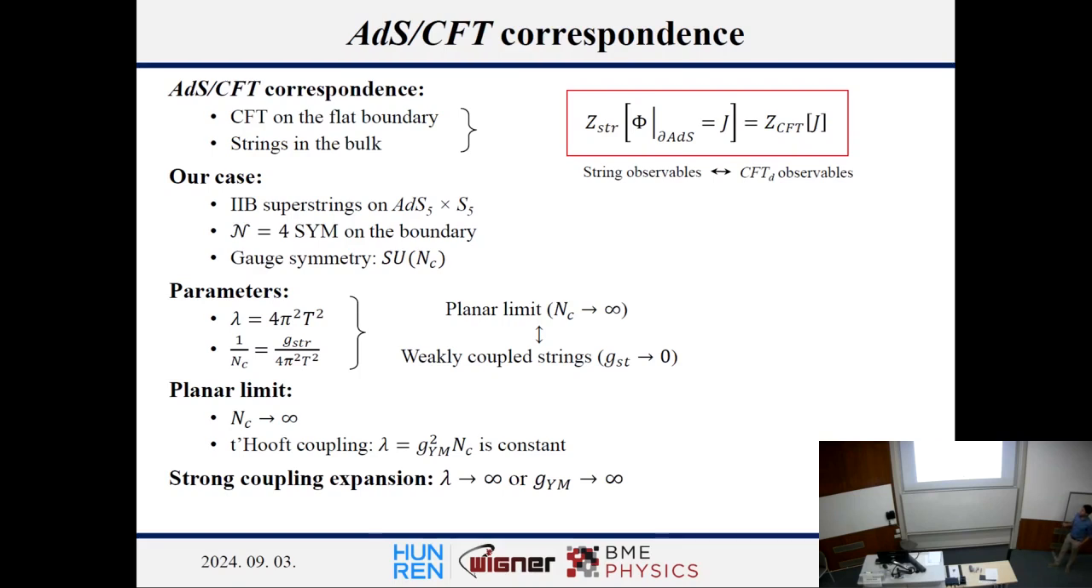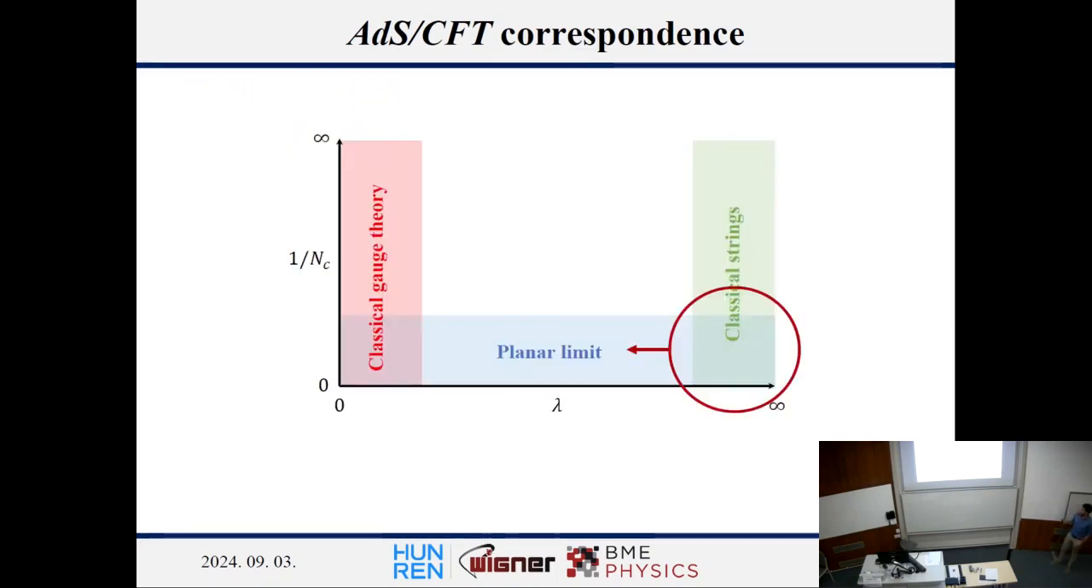And you can make various limits. For example, the planar limit, which makes N go to infinity. This is what we will consider in the next few minutes, and also the strong coupling expansion, so the 't Hooft coupling, or the Yang-Mills coupling, goes to infinity. This phase diagram-like diagram could be familiar for many of you. We are in this regime. So we are considering gauge theory observables, but at strong coupling. In the AdS/CFT correspondence, we are going from the classical string part of this diagram.